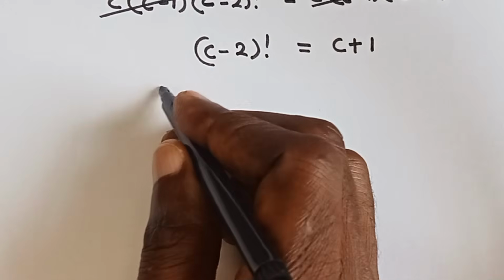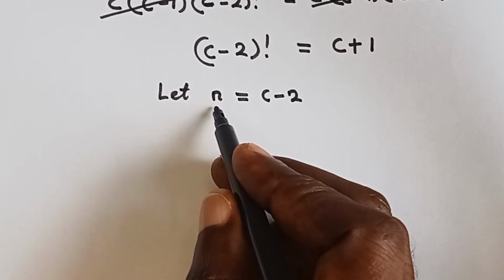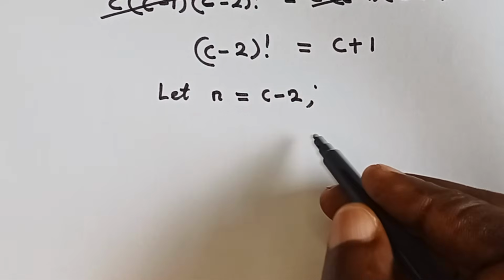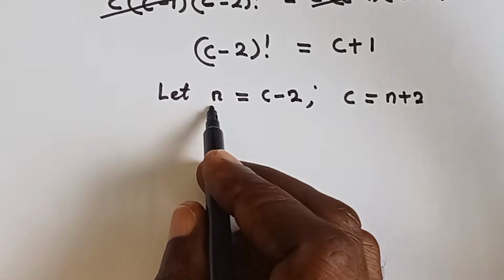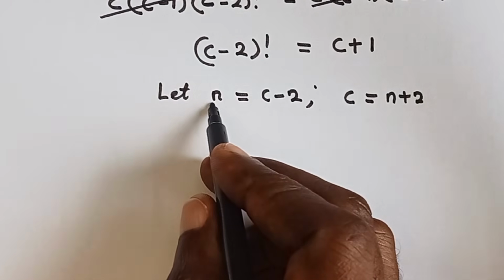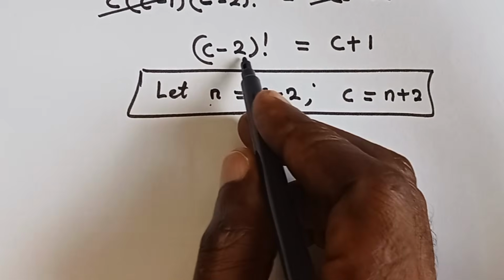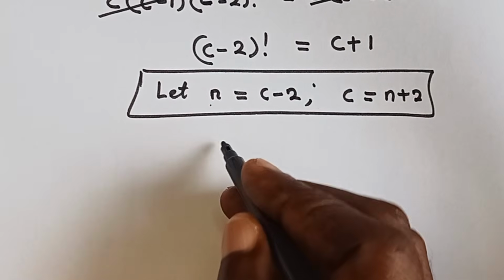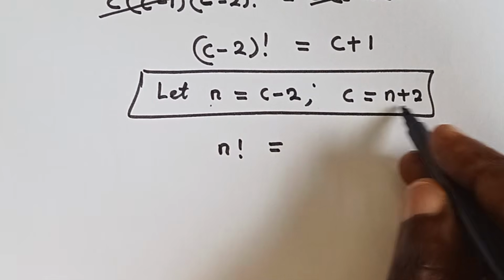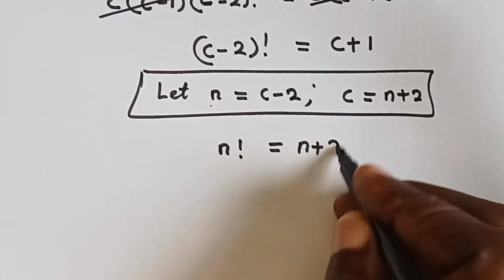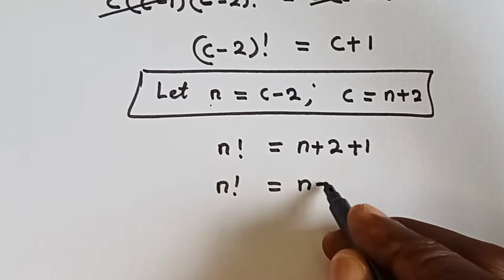All right, so from here, let's say n equals c minus 2. And if n equals c minus 2, that means our c now will be n plus 2. By the time we bring this minus 2 to this side, it becomes plus, then c will be n plus 2. All right, so now from here we have c minus 2 factorial, and c minus 2 is n. That gives n factorial equals, anywhere we see c, we write n plus 2. So c here will be n plus 2, then plus this one. Okay, so we have n factorial equals n plus 3.